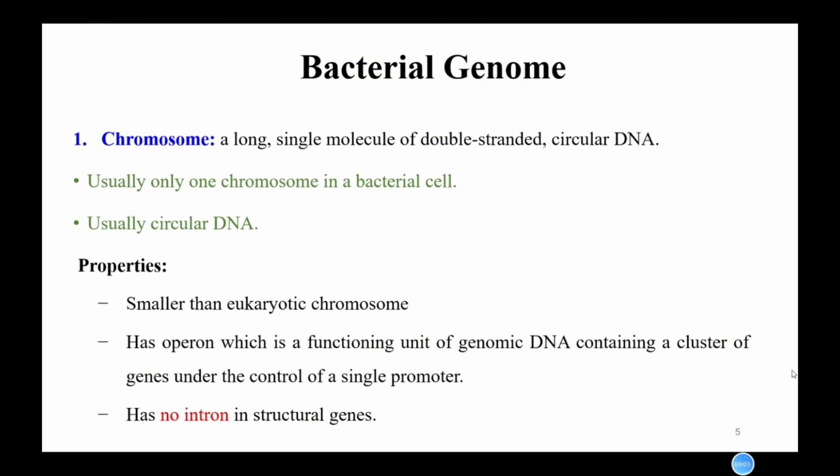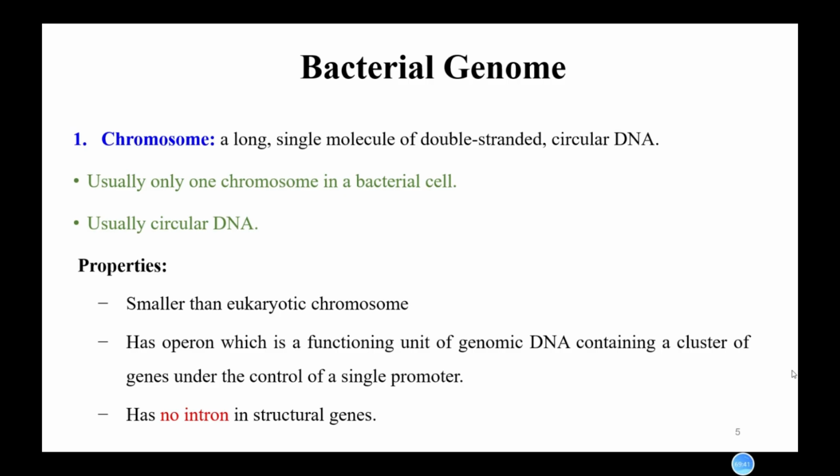One chromosome. But usually does not mean it's true for all species of bacteria. Some bacteria might have more than one, such as Vibrio cholerae. It has more than one chromosome, and usually it's circular DNA. It means that in some bacteria, it might have linear DNA as its chromosome. And bacterial chromosomes are smaller than eukaryotic chromosomes.